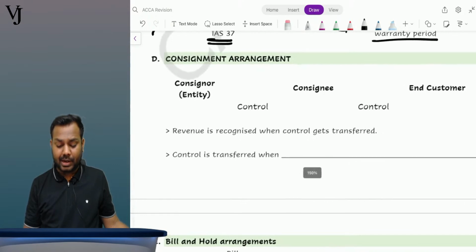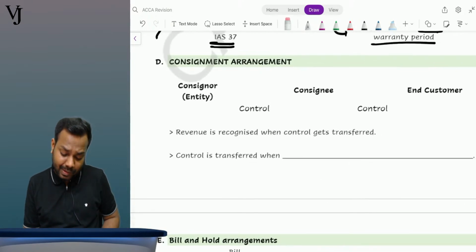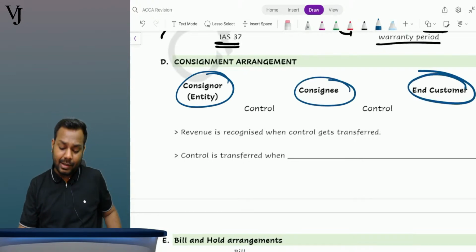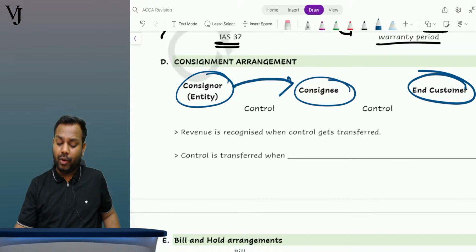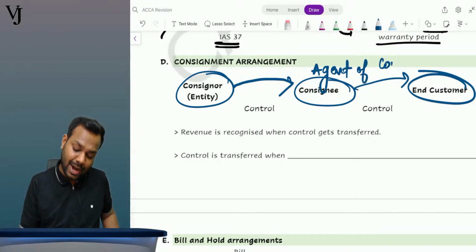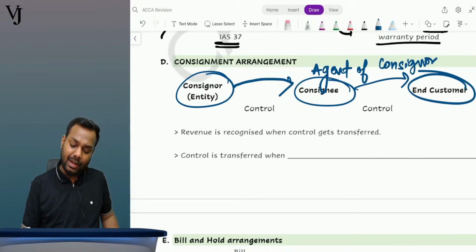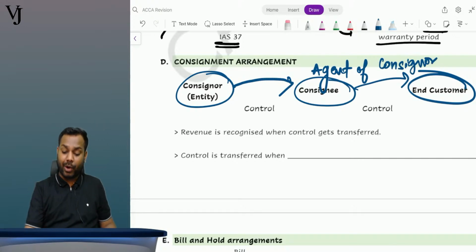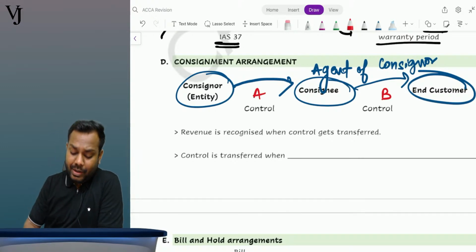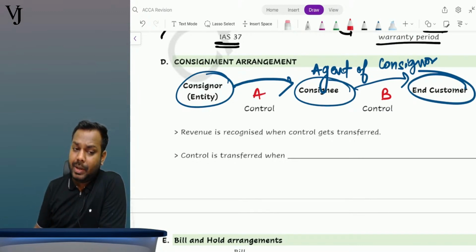Consignment arrangement. Now in a consignment arrangement, what happens? There are three parties: consignor, consignee, and end customer. The consignor just gives the goods to the consignee, who sells it to the end customer. So the consignee acts as the agent of the consignor. Tell me, at what date is control transferred? This is point A. This is point B. When is the control transferred by the consignor? A or B? When is the control transferred in this case? Tell me.